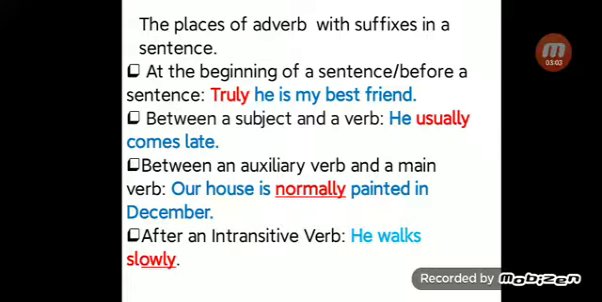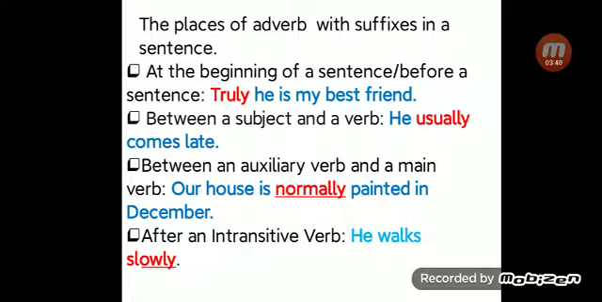Now we will know the places of adverb with suffixes in a sentence. At the beginning of a sentence, before a sentence. Truly, he is my best friend. This is the example. Here, truly, the adverb is at the beginning of the sentence, and it is also a word with suffix. Between a subject and a verb: he usually comes late. Here, usually is the adverb.